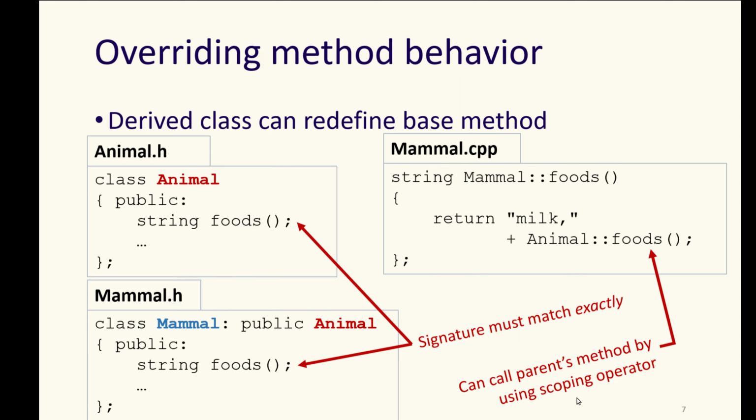If you did that here, all that would do is create another function with the same name but different parameters and not override. You can explicitly call the parent's method by using the scoping operator like you do in a CPP file. You tell it, I want Animal's foods function to get called there inside of, say, Mammal's foods, or inside of any of your functions in the inheriting class. You could call one of the animal class functions explicitly this way. If you don't provide the Animal: beforehand, it will call the one that's in your current class, the inheriting class, Mammal in this case.